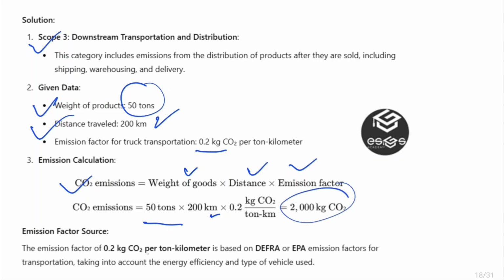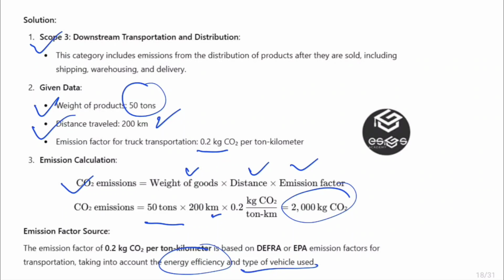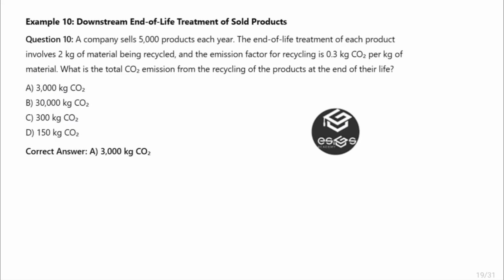Again, the emission factor of 0.2 kg CO2 per ton kilometer can be taken from DEFRA or EPA emission factors for transportation, also taking into account, very importantly, the energy efficiency of the vehicle and also what type of vehicle it actually is. So energy efficiency and type of vehicle used are the two major factors that decide the total amount of emissions. I hope you like the question. Then let us discuss another example.